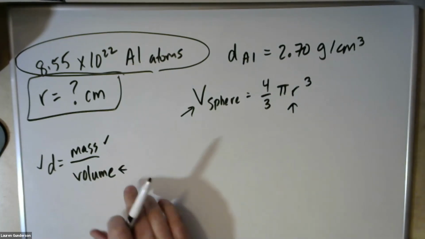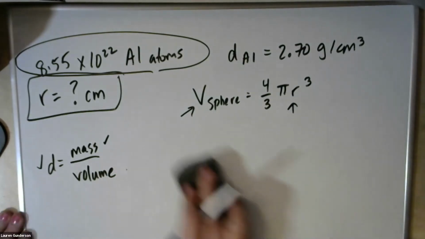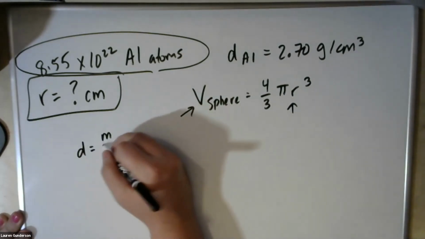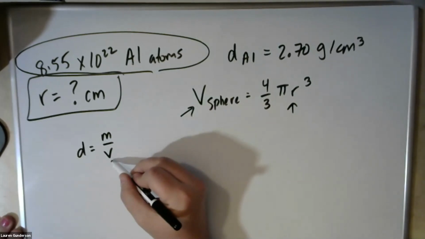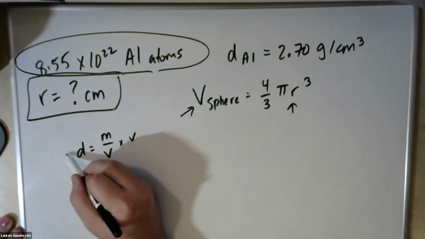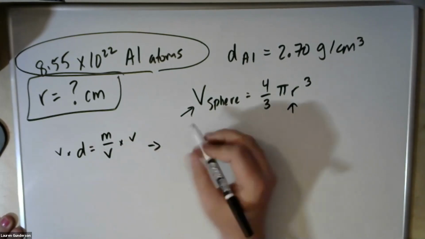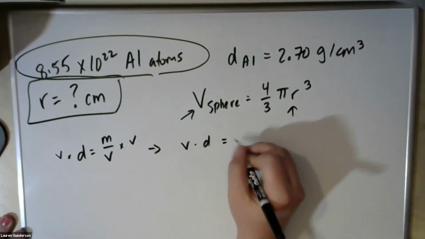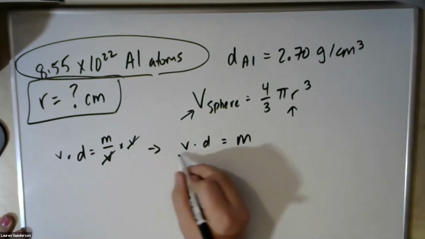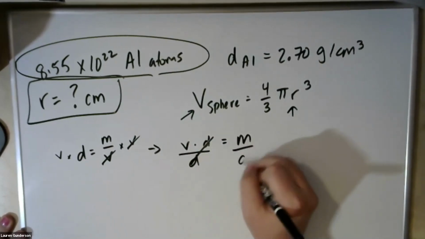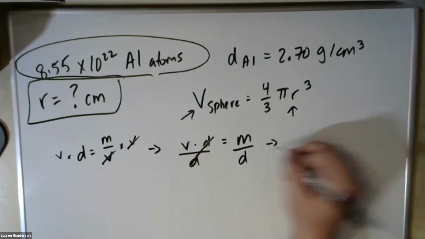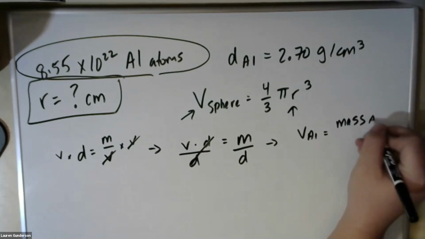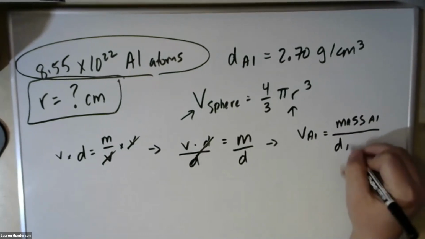Okay. I'm going to solve out this density equation for volume real quick. So density equals mass over volume. So if I want to isolate this volume value, I'm going to multiply both sides by V. So V times D equals mass, divided by D divided by D. So the volume of our aluminum is going to equal the mass of aluminum over the density of aluminum.